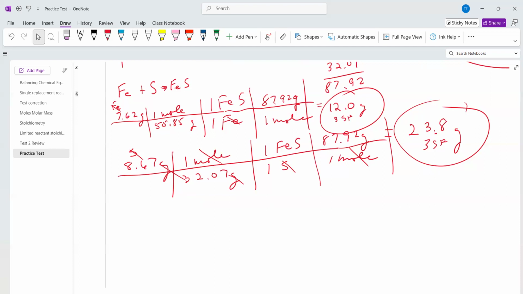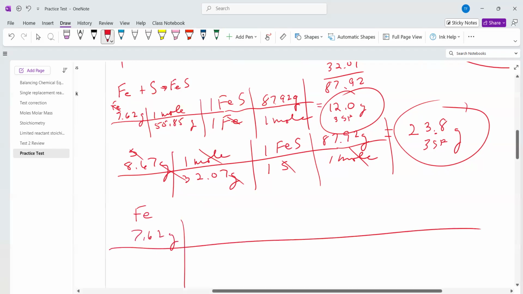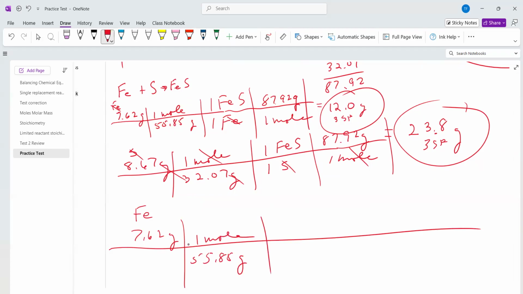And how much sulfur is left? Well, we need to calculate how much sulfur is used. To do that, we start with the limiting reagent, which is the iron. Going to go to the sulfur now to see how much we use. It's 1 to 1. Sulfur is 32.07. This will be how much sulfur is used against the limiting reagent.